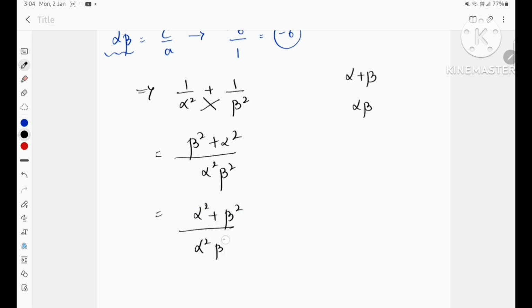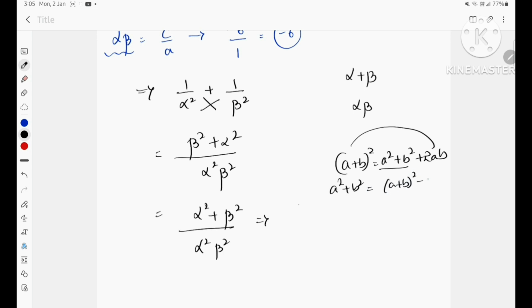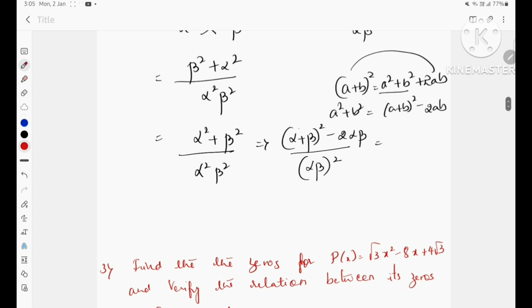The value of a square plus b square can be found by using the identity a plus b whole square is equal to a square plus b square plus 2ab. We need the value of a square plus b square, so you can subtract the remaining expression. You get alpha plus beta whole square minus 2 into alpha into beta. That you can substitute in the numerator, and alpha square beta square can be taken as alpha into beta whole square. Now we know the value of sum and product.